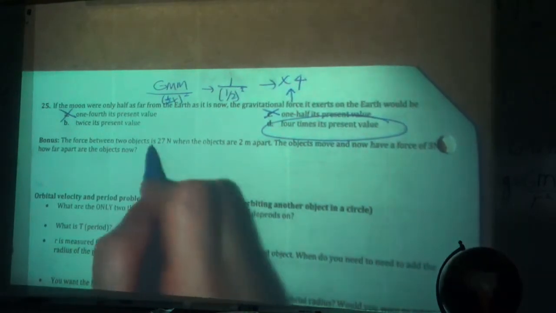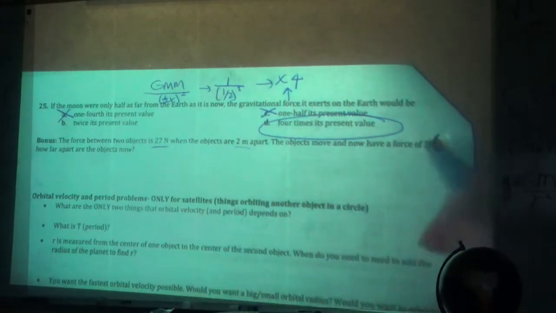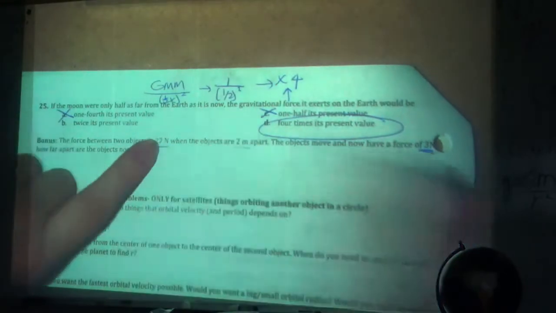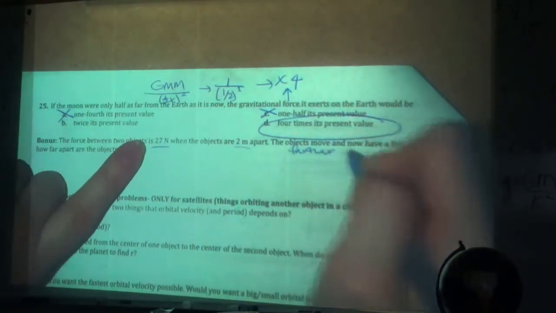This bonus, you can skip it if you want, but if some of you want these extra points on the test. So the force between two objects is 27 newtons, and they are 2 meters apart. Now they have a force of 3 newtons. How far apart are they now? So first of all, if you're getting a smaller force, you got farther apart. So I'm going to make a note just to check at the end. I know that they have to get farther apart.